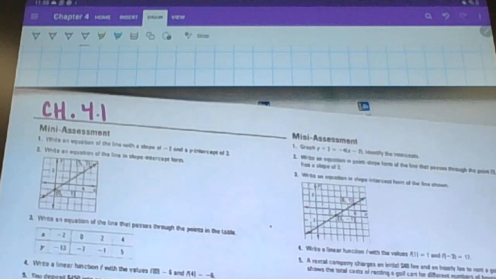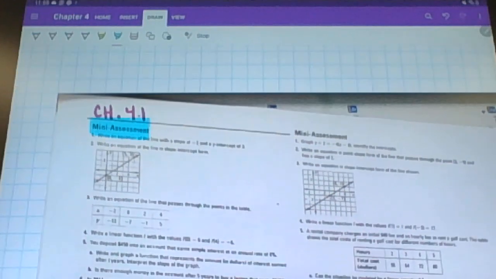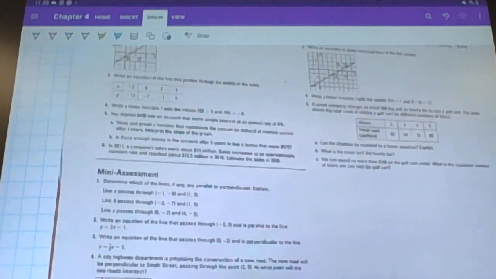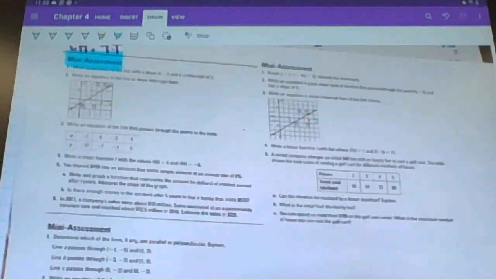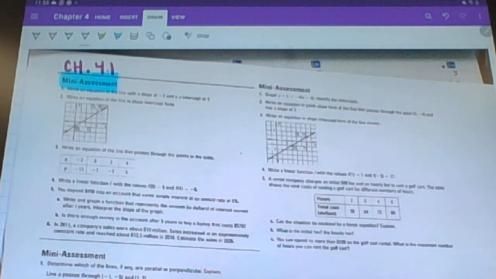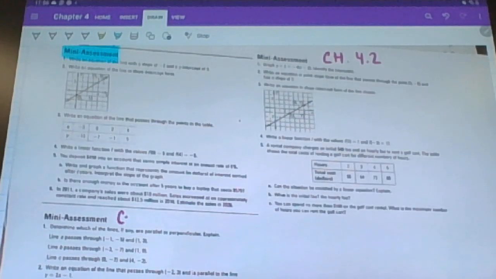Everybody have a handout now? Alright, guys, go ahead and label this so that you know where to look for examples. Notice it says little mini assessment on here. I pulled these from your book. The first one is chapter 4.1, this one is chapter 4.2, and then down here is chapter 4.3.